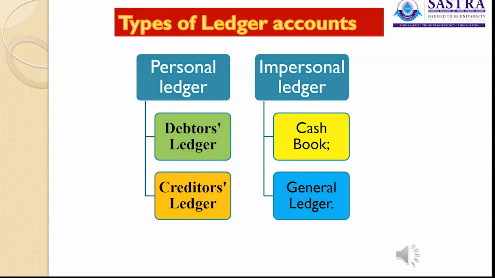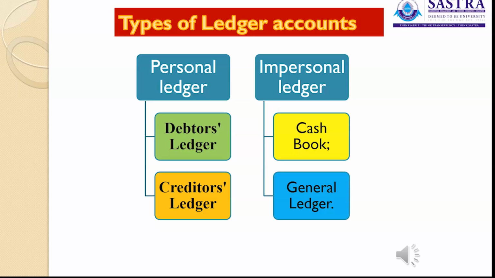Then types of ledger accounts. There are two types of ledger account. One is personal ledger account and another one is impersonal ledger account. Again, personal ledger account is divided into debtors ledger and creditors ledger. And impersonal ledger is classified under cash book and general ledger account.